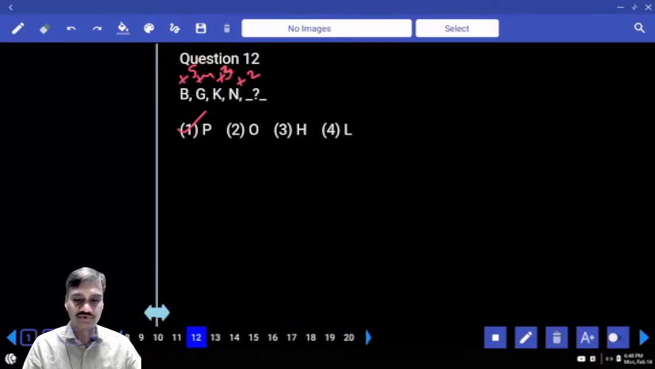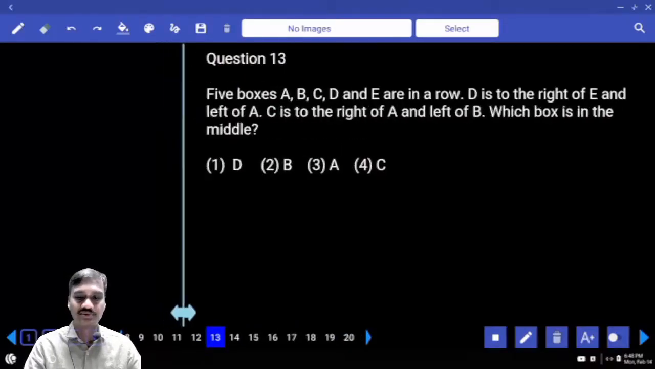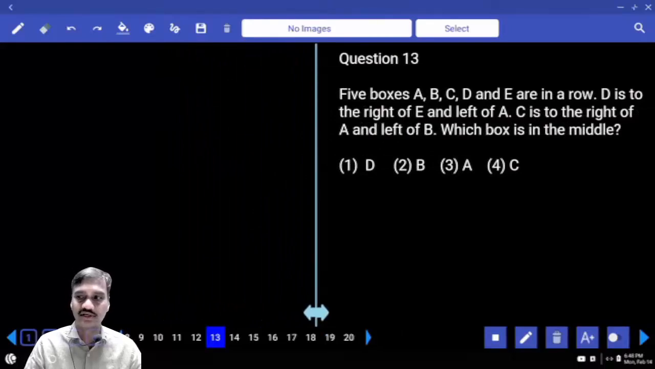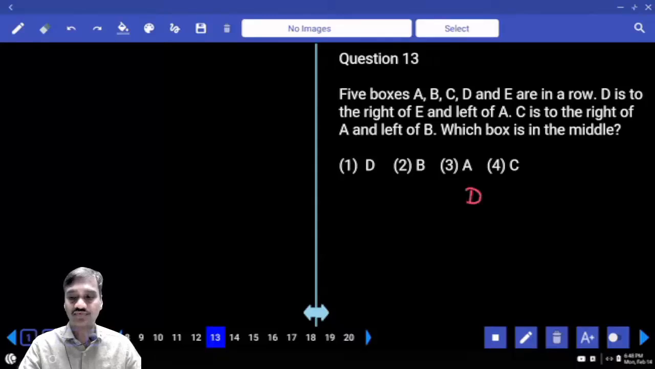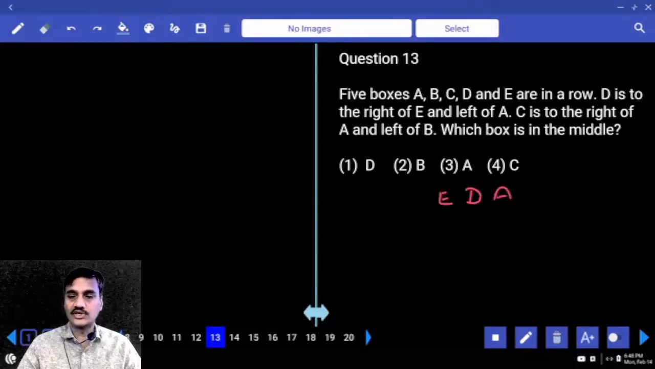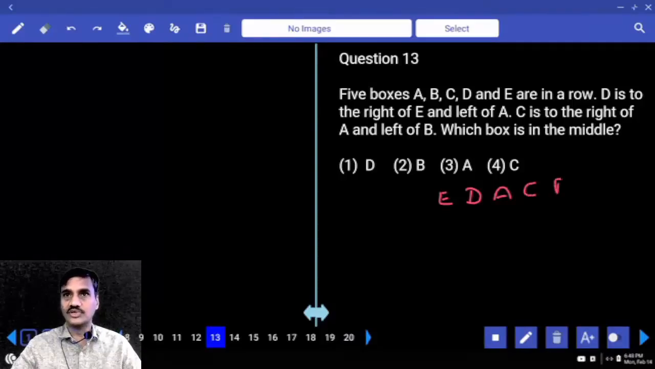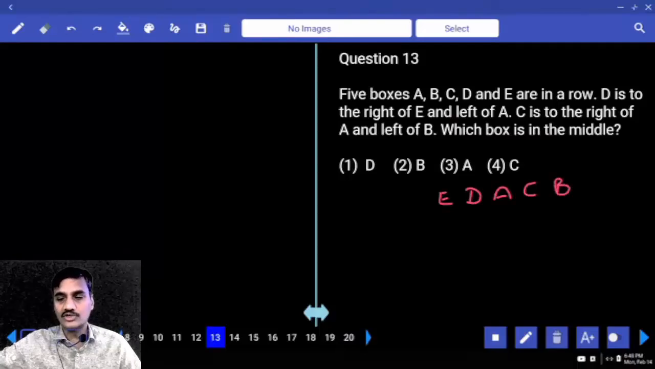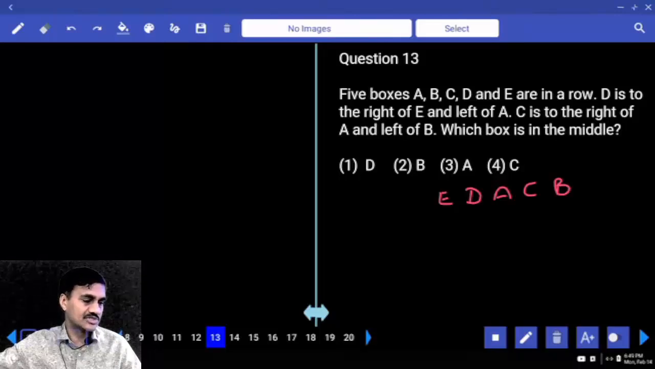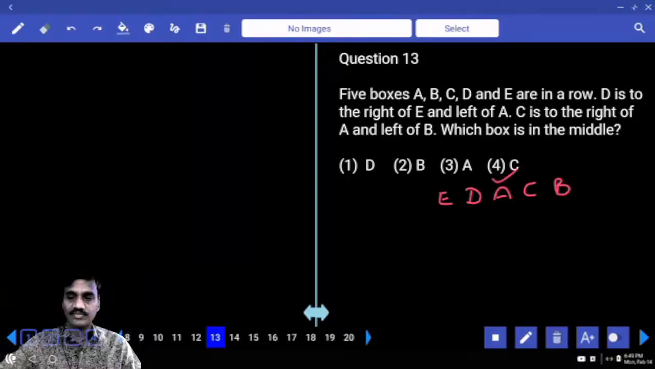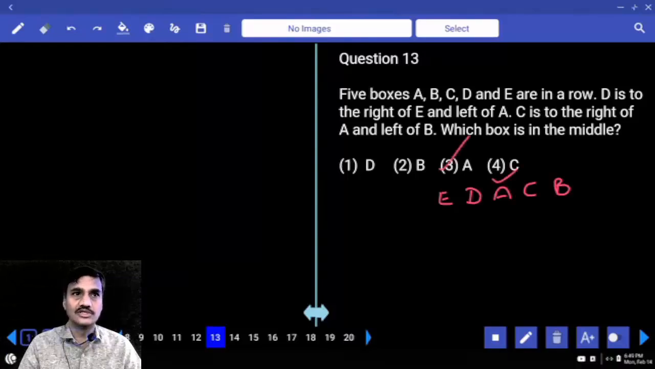Then next one, 13th one. Now in this question number 13, 5 boxes are there in a row. D is to the right of E and to the left of A. And C is to the right of A and to the left of B. Then in this one, which box is at the middle? Now tell me which box is at the middle here? A is at the middle and it is given in choice 3, question number 13. 13th one, it is choice 3.